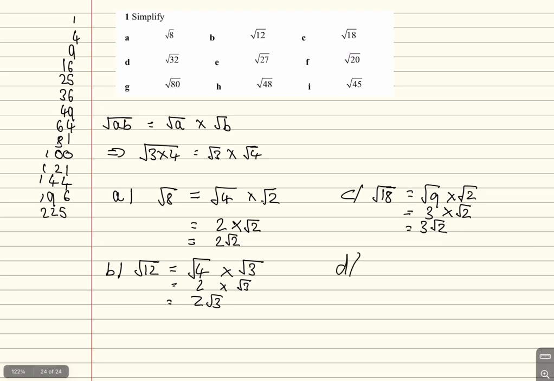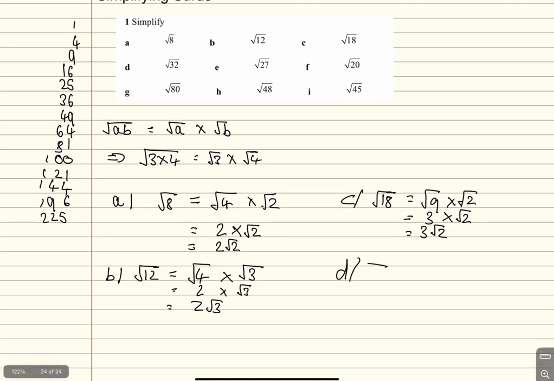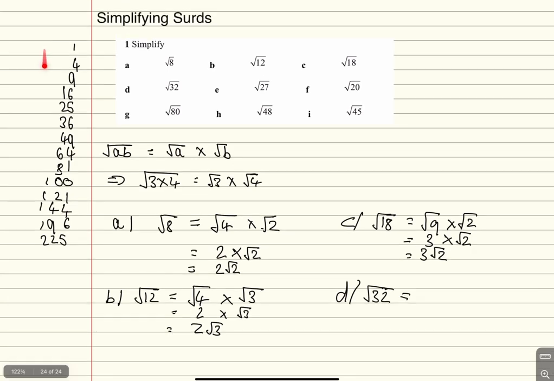Okay, last one I'll do. Part D, we have the square root of 32. Again, we look at our square numbers. What's the biggest square number less than 32? That's 25. 25 does not go into 32 as a whole, but 16 does. So we have the square root of 16. What do we times 16 by to get 32? That's 2. The square root of 16 is 4, so we've got 4 root 2 as our answer.